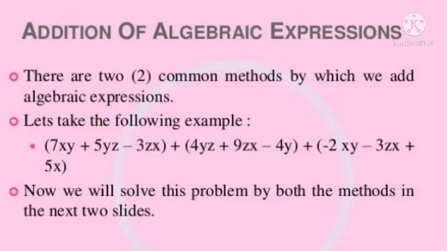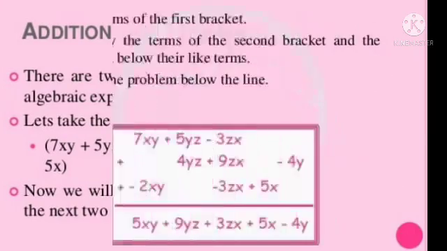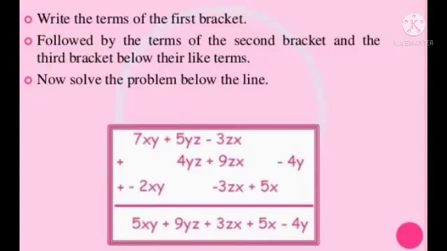Now we will solve this problem by the method. First, write the terms of the first bracket, followed by the terms of the second bracket and the third bracket below their like terms. Now we have to solve the problem below the line. Look at the example shown.